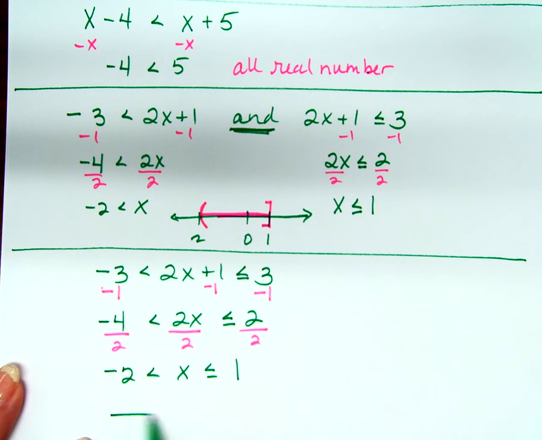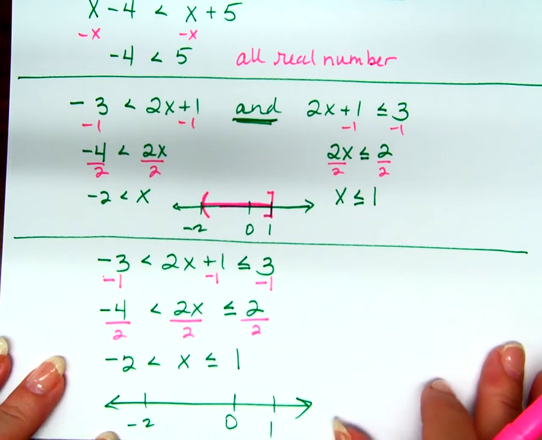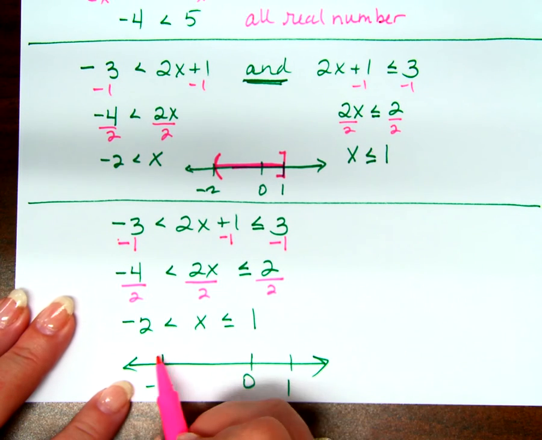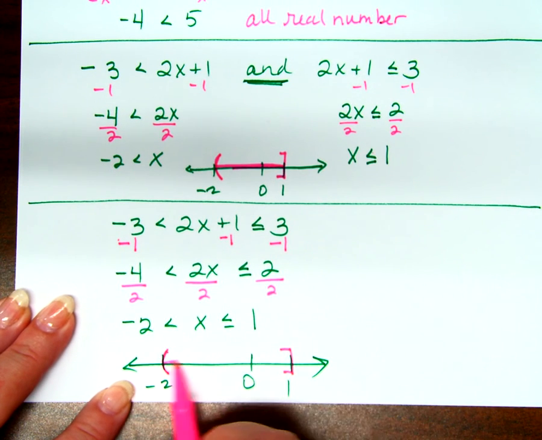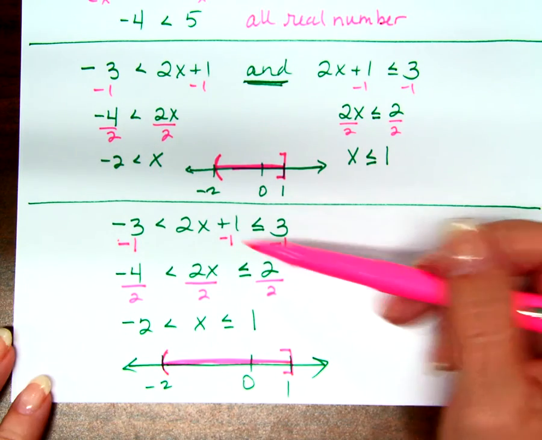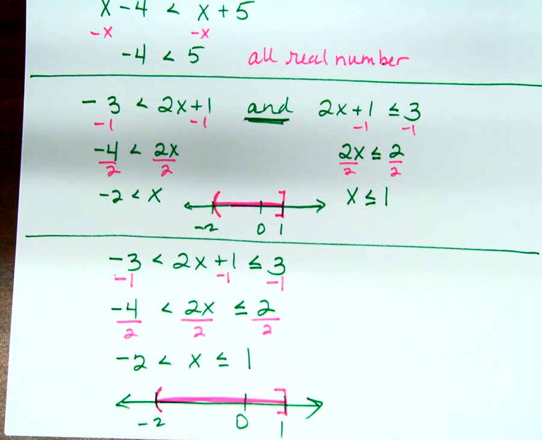So when I go to graph it, it's going to look the same as the one I just did. It's just a matter of how the problem was asked. Does that make sense? It could be asked as two separate problems, or it could be asked as one problem. This kind of compound inequality. Okay?